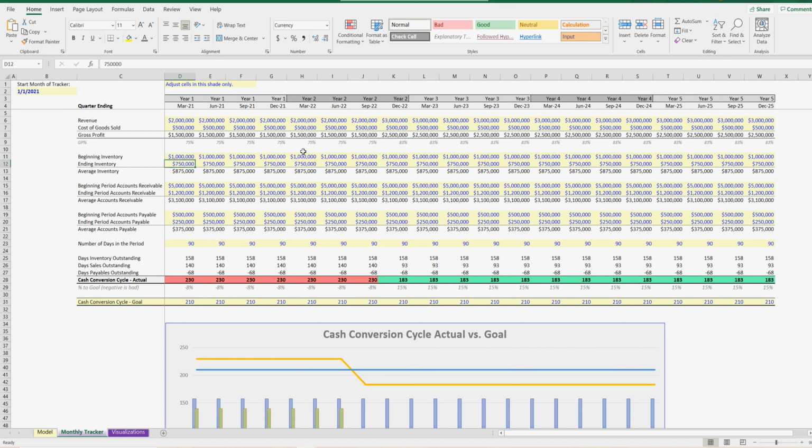Then you're beginning and ending inventory for each period, beginning and ending accounts receivable, and beginning and ending accounts payable, and the number of days in each period. And once the user fills that out, you get the days inventory outstanding, days sales outstanding, days payable outstanding, and those are added up to get your cash conversion cycle.